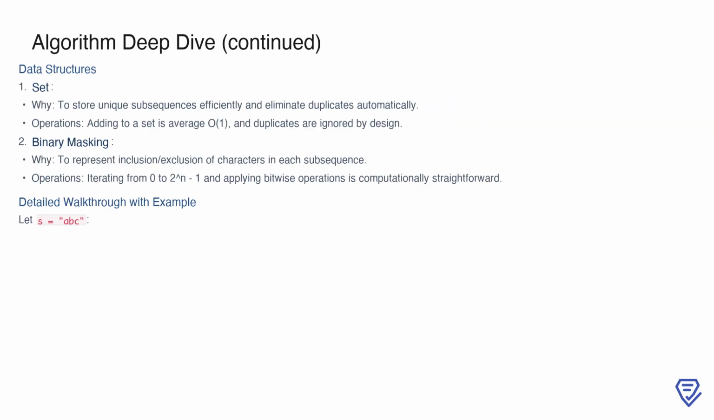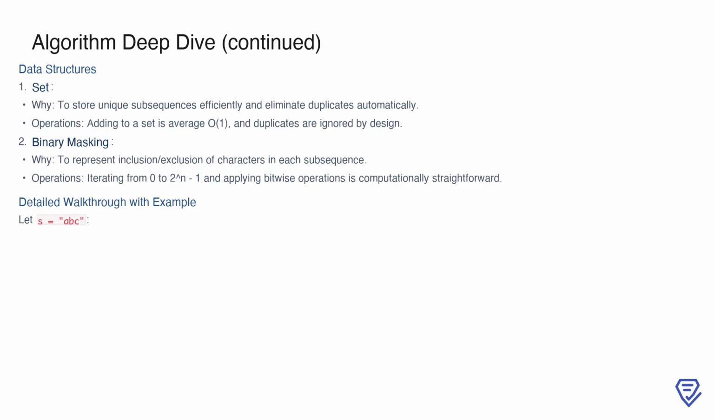To implement this approach, we rely on two important tools, sets and binary masking. Sets are used to store unique subsequences, as they automatically handle duplicate elimination. Inserting into a set is efficient, with an average time complexity of O(1). Binary masking helps determine which characters to include in each subsequence.